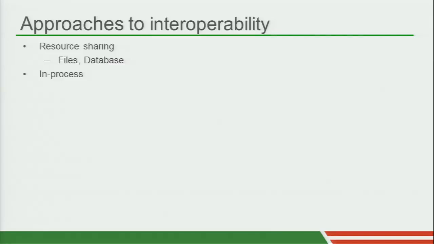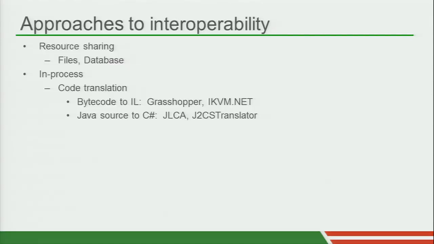So another approach to this is in-process interop. We have things like code translation, where we literally take Java code and turn it into C# code, or of course C# code and turn it into Java code. We can do this at the bytecode level, so examples of this that convert bytecode to Microsoft Intermediate Language are things like Grasshopper, ikvm.net, and so on. These literally take the compiled bytecode or intermediate language from either platform and convert it into the other.